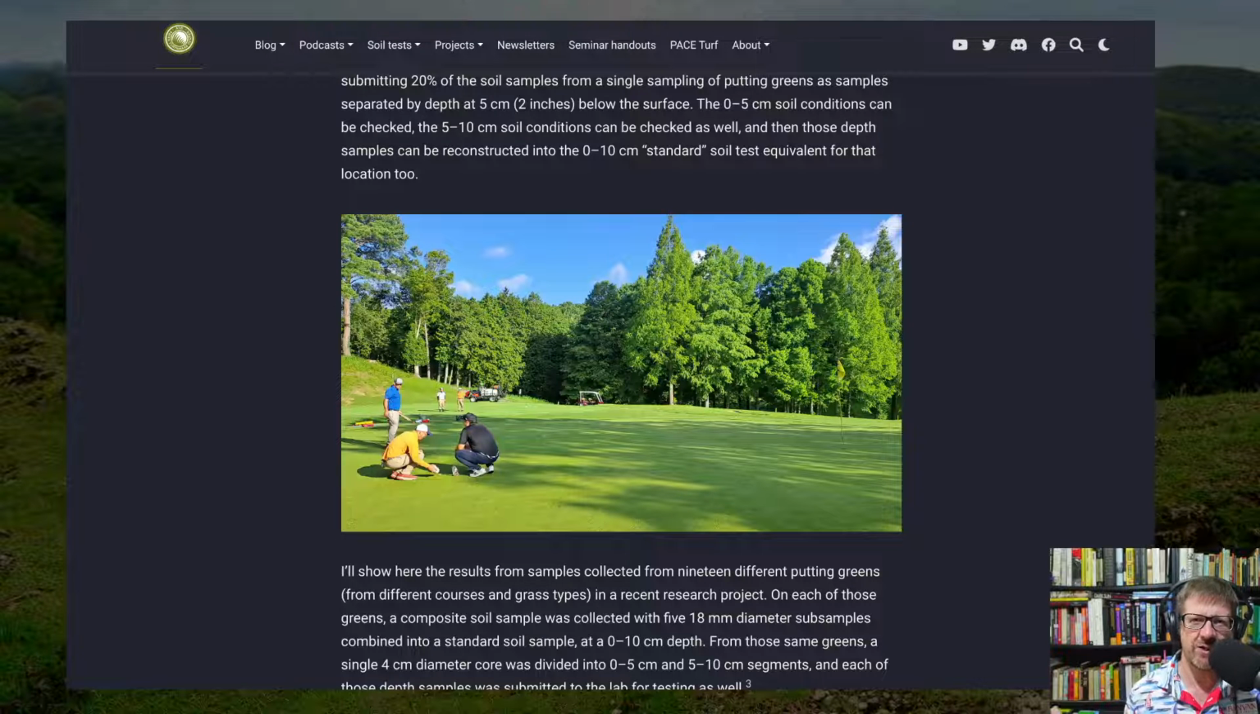So basically, if you're submitting 6 samples, here's my standard recommendation. My standard recommendation was always to submit from 6 greens for 18 holes. So that's 33% of your greens. And if you submitted 6 samples, that has a certain cost. Now I'm saying submit samples from 5 greens, not 6. But you're still going to submit 6 samples, because from 4 of those greens, I'm recommending you to do a 0 to 10 centimeter depth sample. And on one of those greens, which is 20% of the greens that you're sampling, I'm recommending to submit 2 samples. And those 2 samples are the disassembled sample that's separated by depth.